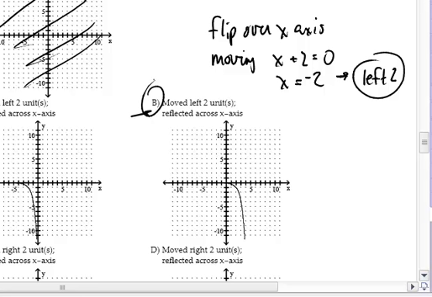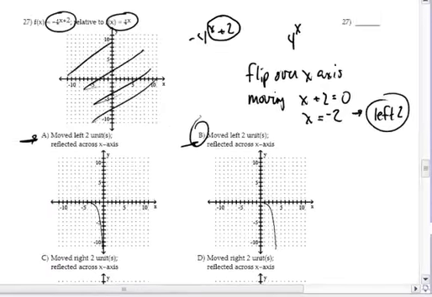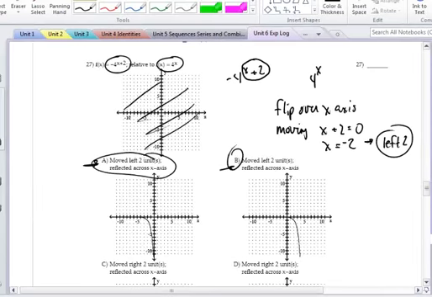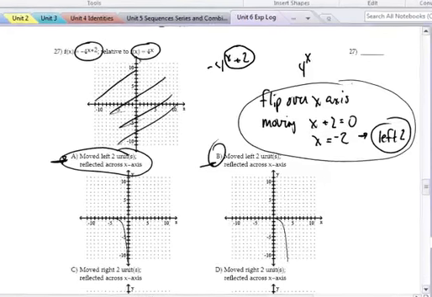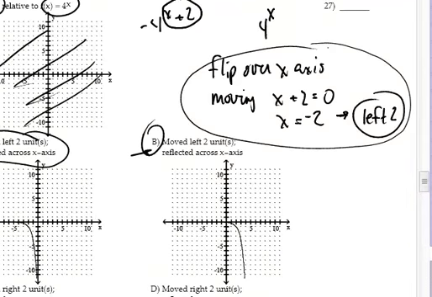Choice A and choice B look exactly the same. So I don't know what's going on here or here, but I would say that both descriptions are good. I'm looking for the answer: moved left 2 units and flipped over the x-axis.